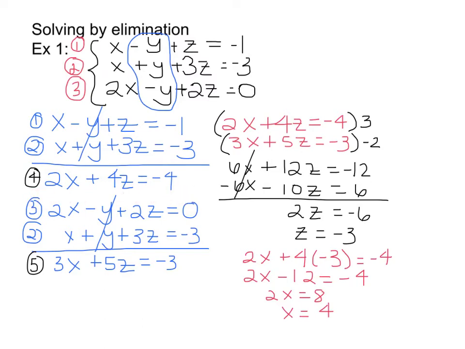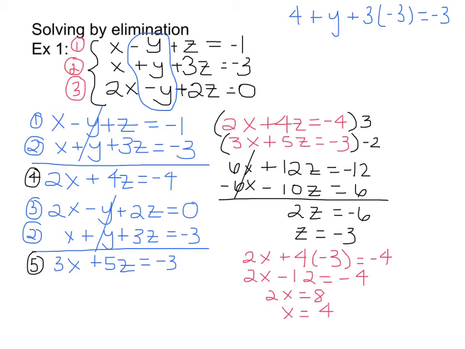So I can't use 4 and I can't use 5 because there is no y variable in them. So I get to use equation 1, 2, or 3. It doesn't matter which one you use. I'm going to use the second one since y is positive in that problem. So I'm going to plug in 4 for x. I'm going to have my plus y plus 3 times z, which is -3, and then it equals -3.